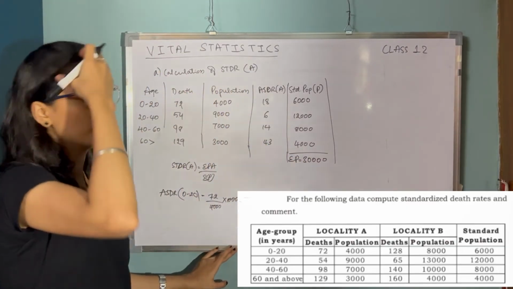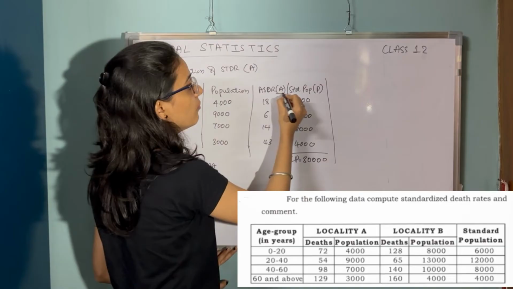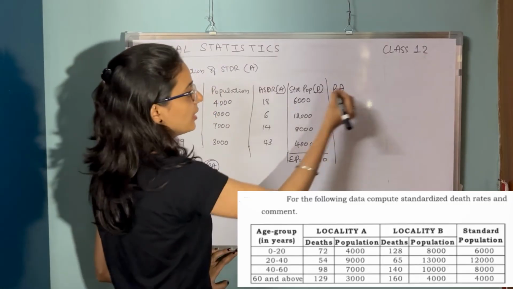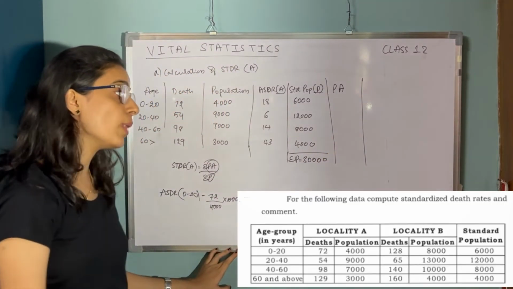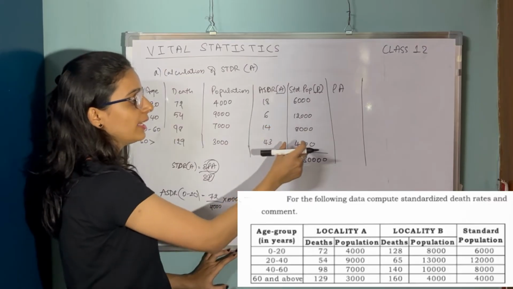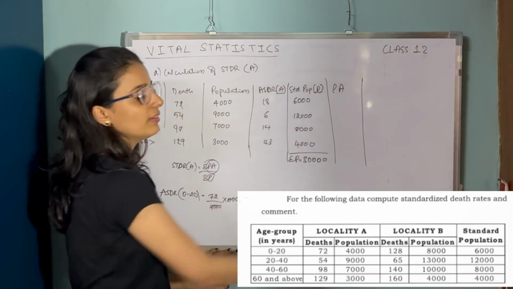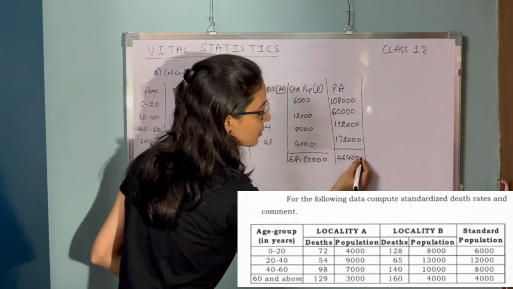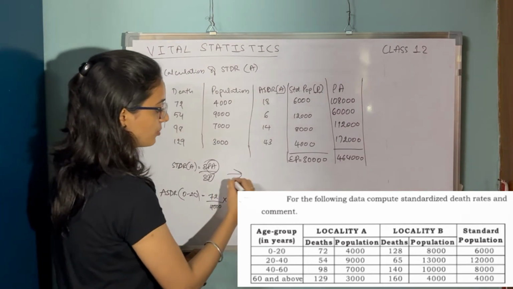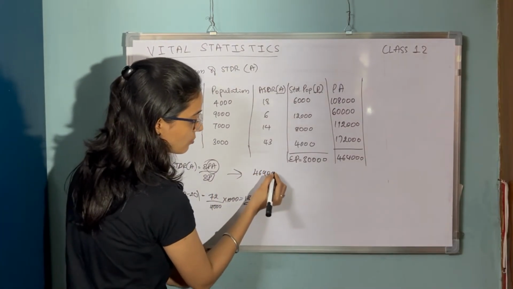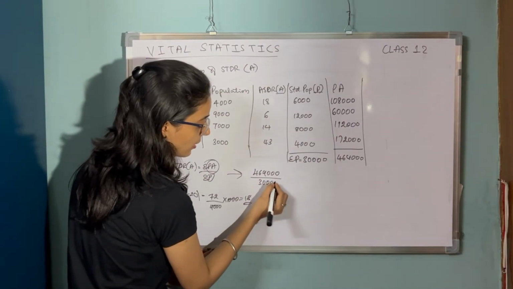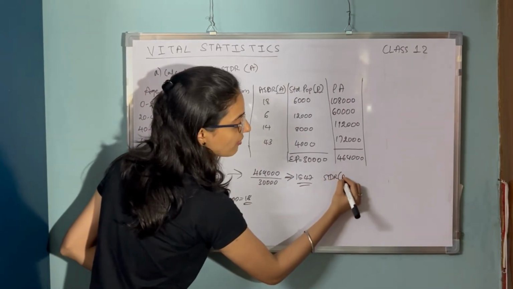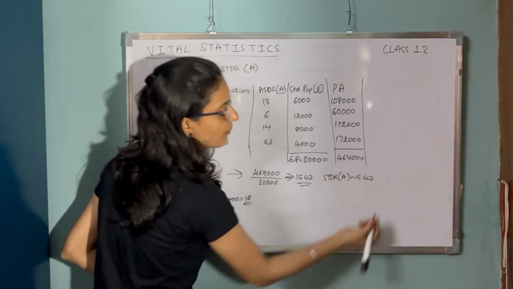I hope you're following what I'm trying to explain. Next, we will multiply both the columns, that is PA: 6,000 into 18, 12,000 into 6, 8,000 into 14 and 4,000 into 43. Write down the information. So the summation is 4,64,000. Now substitute: 4,64,000 divided by 30,000 is 15.47. So STDR of A is 15.47.